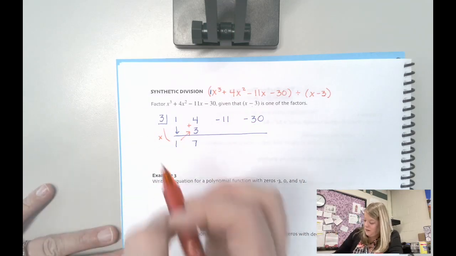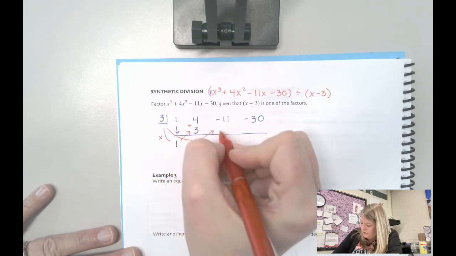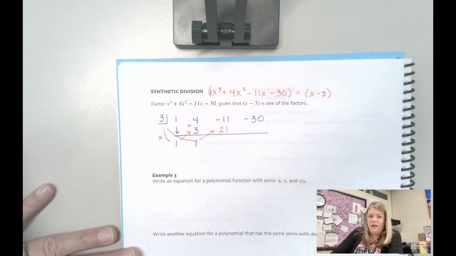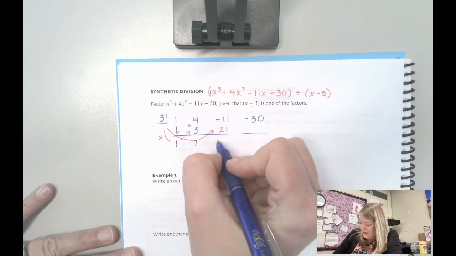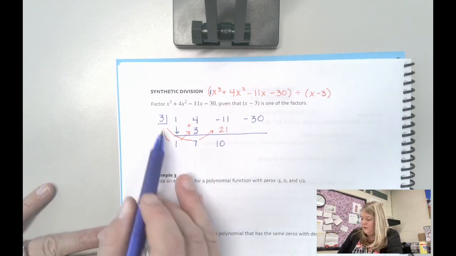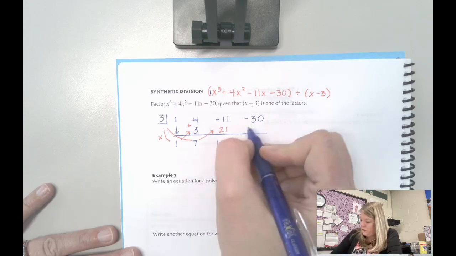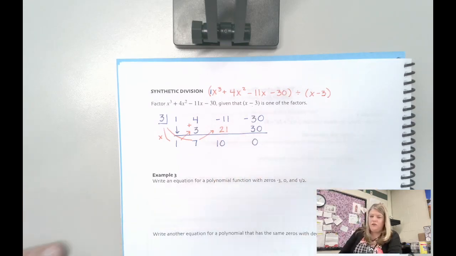Now I'm going to do the same thing. I'm going to go 3 times 7 is 21. And then I'm going to add. So negative 11 plus 21 would be 10. Okay. And then 3 times 10 is 30. And then I'm going to add those together and I get a 0. I like that I got a 0 there on the end.